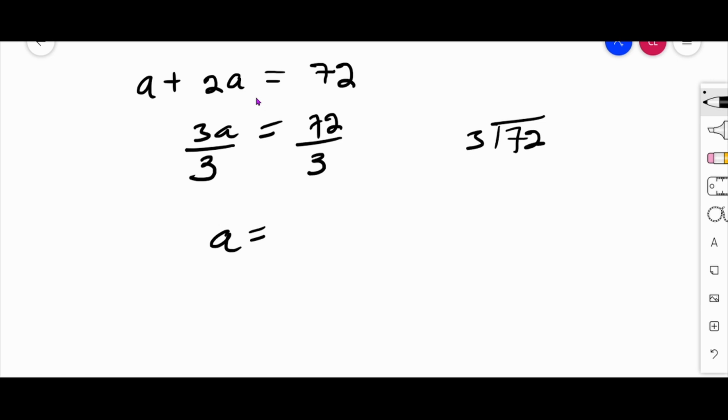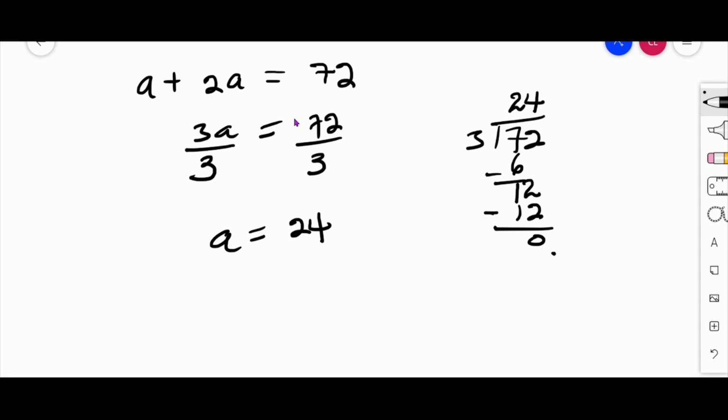3 into 7 will go 2 whole times. This will be 6. Subtract, we have 1. Bring this down, we have 12. And 3 into 12 would go 4. 4 3s would give us 12. And we'll be done here. So 3 into 72 would go 24 times.